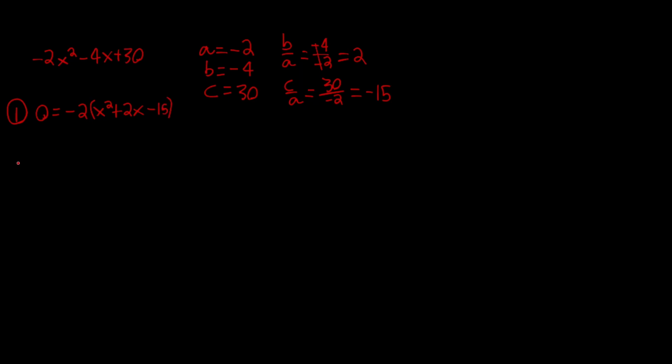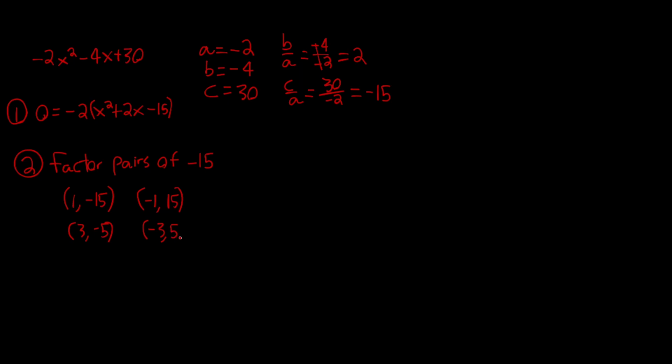Okay, so now for step 2, we're looking for numbers that are going to multiply to equal negative 15, or their factor pairs. So because negative 15 is obviously going to be a negative number, that means that its factor pairs are always going to be one positive and one negative number. So, for example, 1 and negative 15 is how we can write that. We can also write negative 1 and 15. We can also write 3 and negative 5. And we can also write negative 3 and 5.